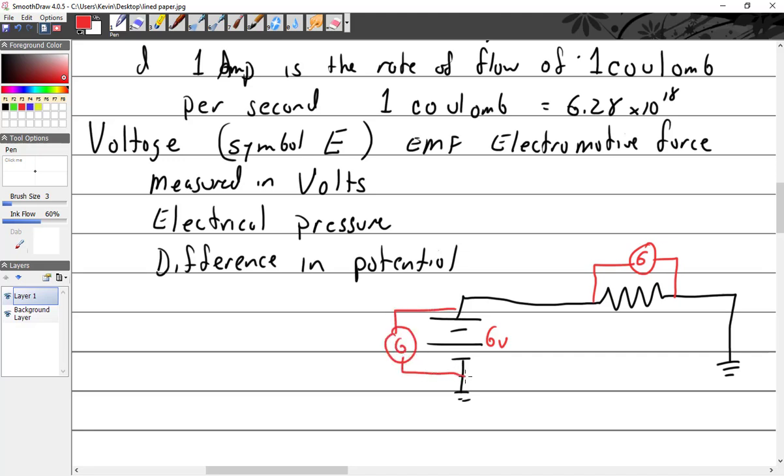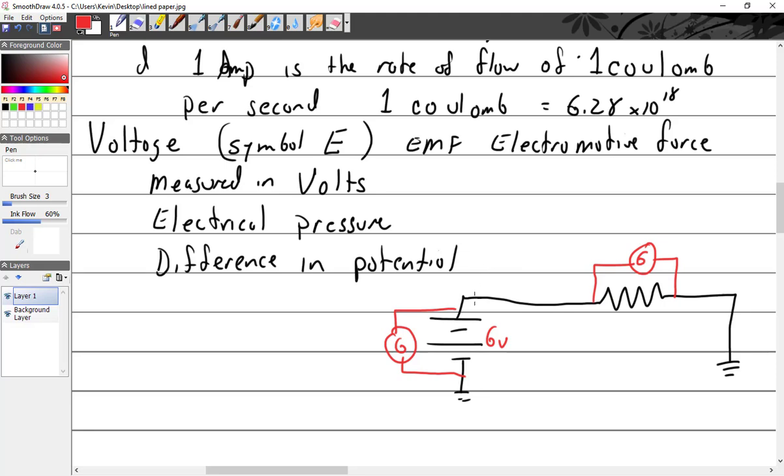Well, that's 6, that's 6. Why does it read 6 here and here? Plus 6 and then minus 6. It's the only potential difference. It's dissipating all of the potential difference. Between one side of the resistor and the other, it dissipated all of the energy. Between one side of the battery and the other represents all of the energy. So it's the difference of potential between the two.